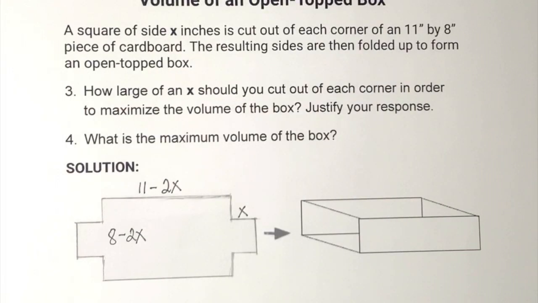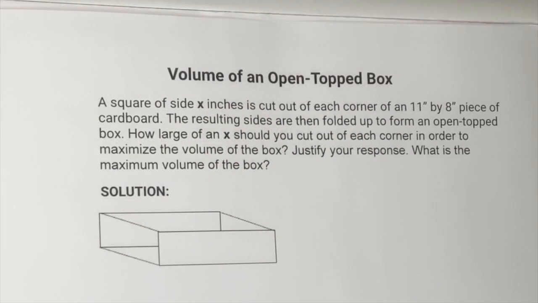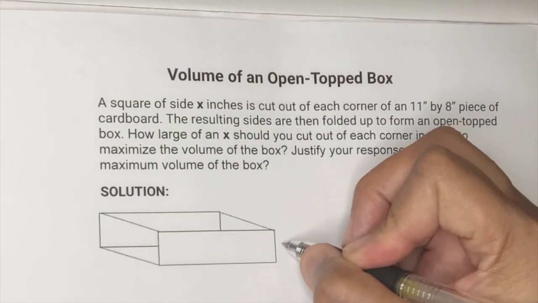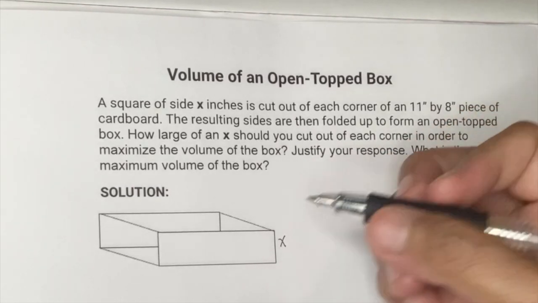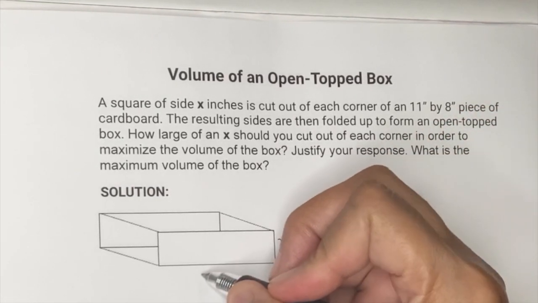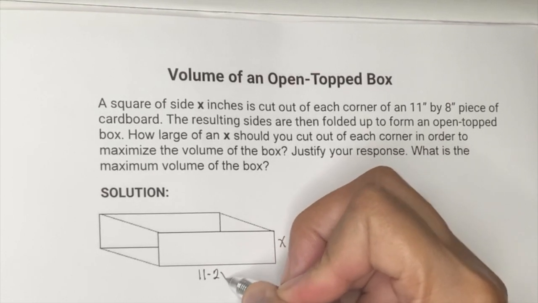After we remove the x's on the four corners, we are going to come up with this figure here on the left with dimensions of 11 minus 2x, 8 minus 2x, and x. And if we're going to fold the sides up, we are going to form the open top box here on the right. Let's label the dimension of the box. So this will be our height x, our length is 11 minus 2x, and our width is 8 minus 2x.